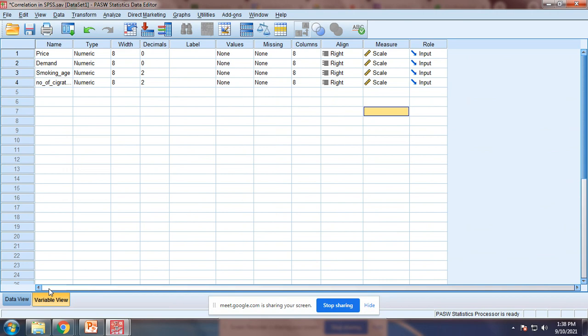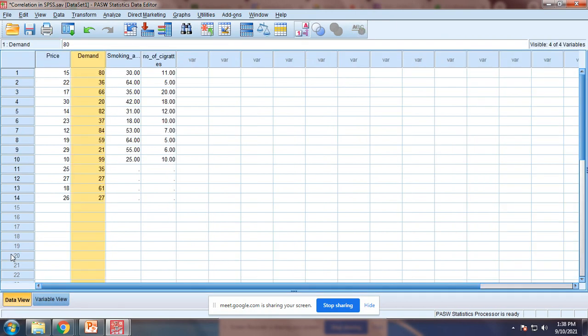Yes, because for correlation, your independent variable and your dependent variable should have the measure of scale. You cannot do it for categorical data. Ordinal and nominal are categorical. Scale has ratio and interval, which are non-categorical, or you can say continuous. So you have to have scale here, otherwise it will show you an error in SPSS when you start performing your correlation.